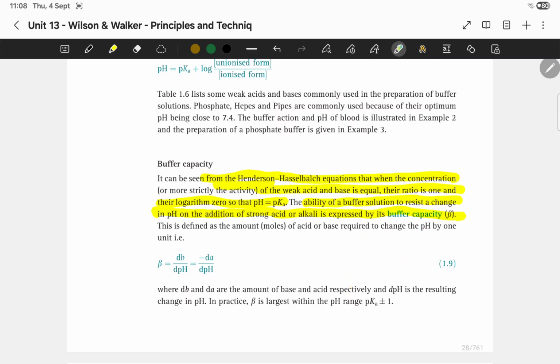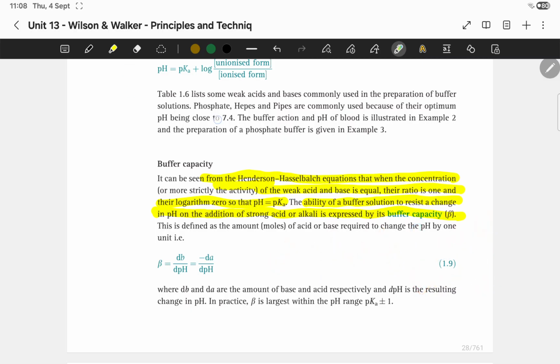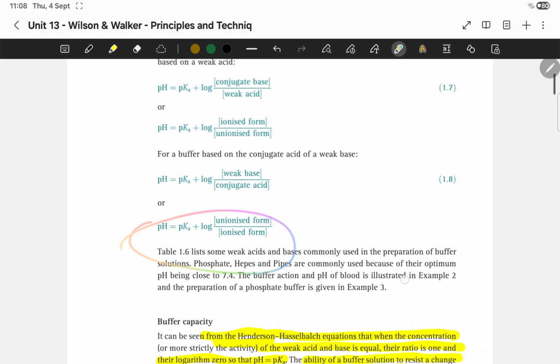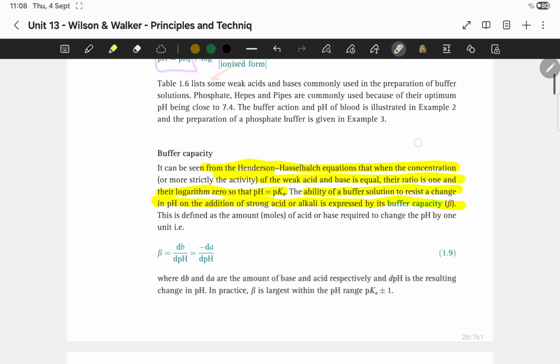So what was the formula? pH is equal to pKa plus log unionized form upon ionized form, right? This formula. But right now this logarithmic part is 0, so pH is equal to pKa.